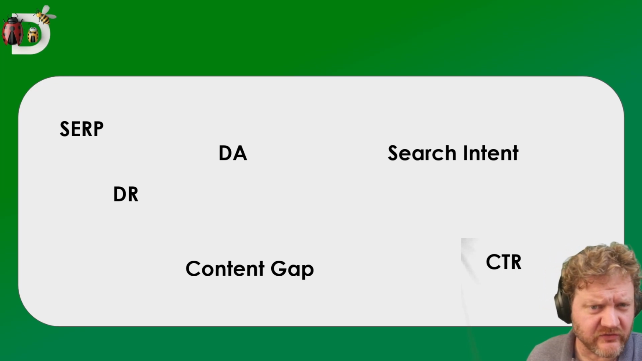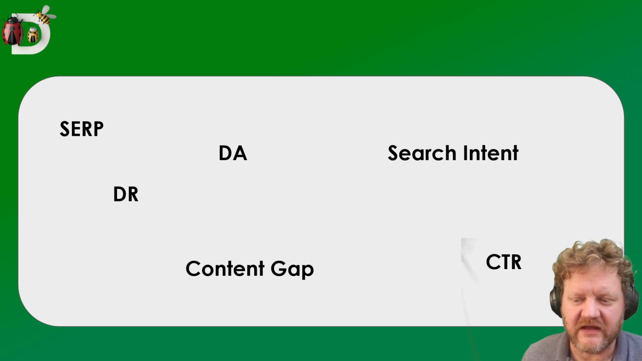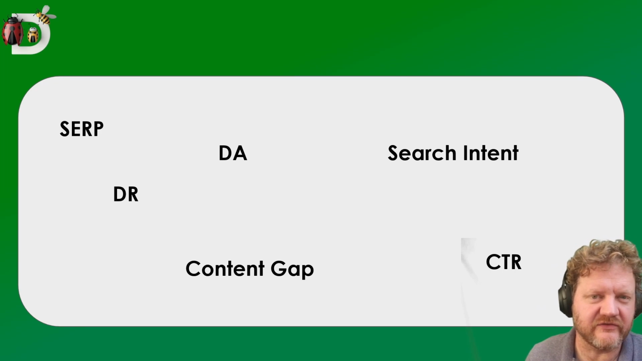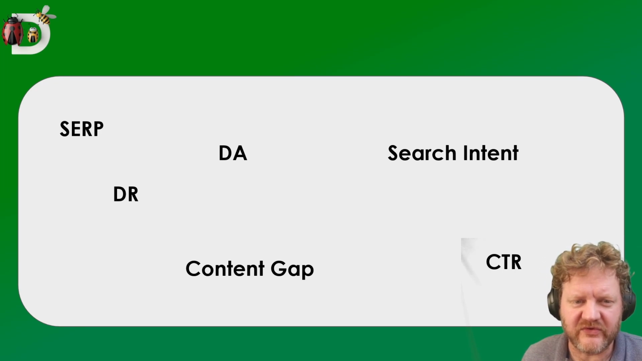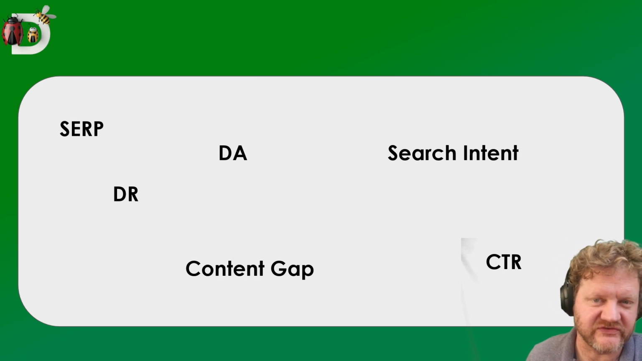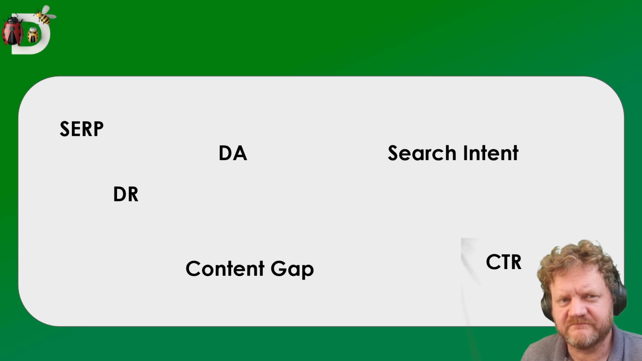CTR is the click-through rate. So on a search result page, search results get shown, your site might get shown, and there's a click-through rate of the people that actually click on the link to your site versus the total amount of people that have seen the link in the search results. So you try to get that as high as possible, other than just ranking for number one on the thing.